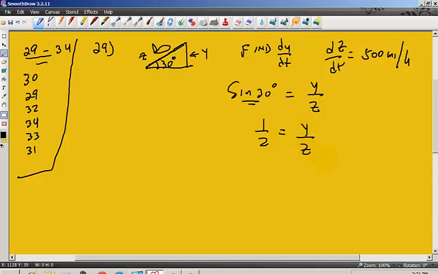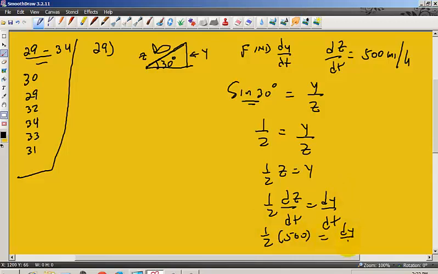I'm going to multiply both sides by z so I can avoid the quotient rule. So 1/2 z is equal to y. We're going to take the derivative of this, which is 1/2 dz/dt is equal to dy/dt. We're finding dy/dt, and I know my dz/dt is 500. So my dy/dt turns out to be 250 miles per hour.